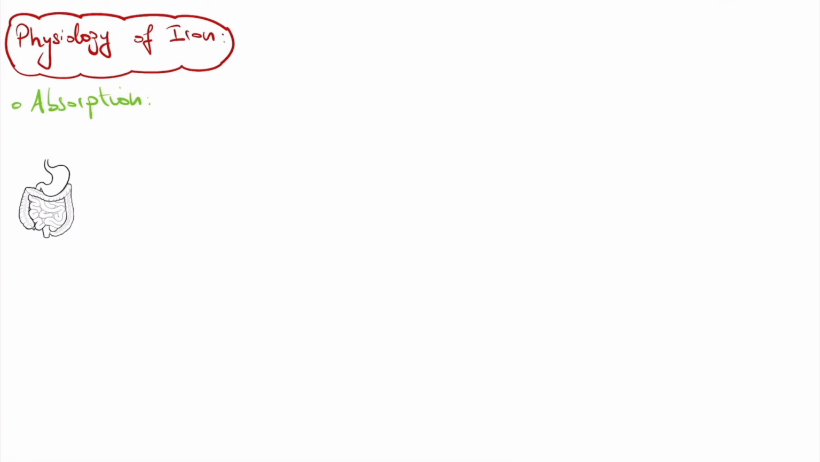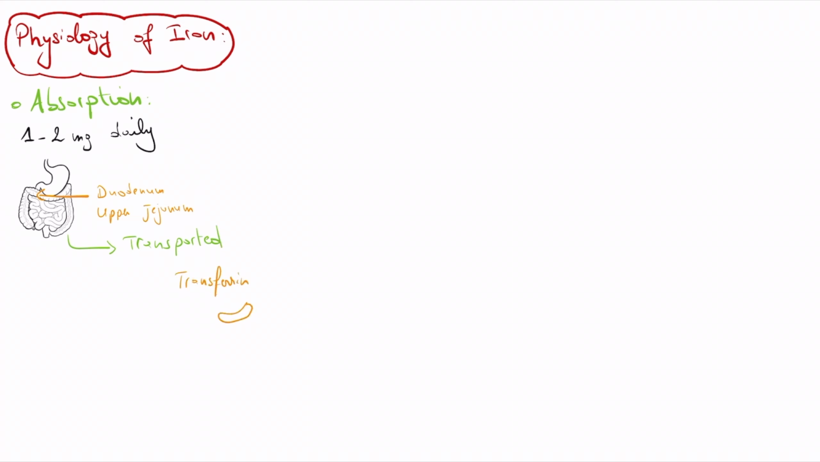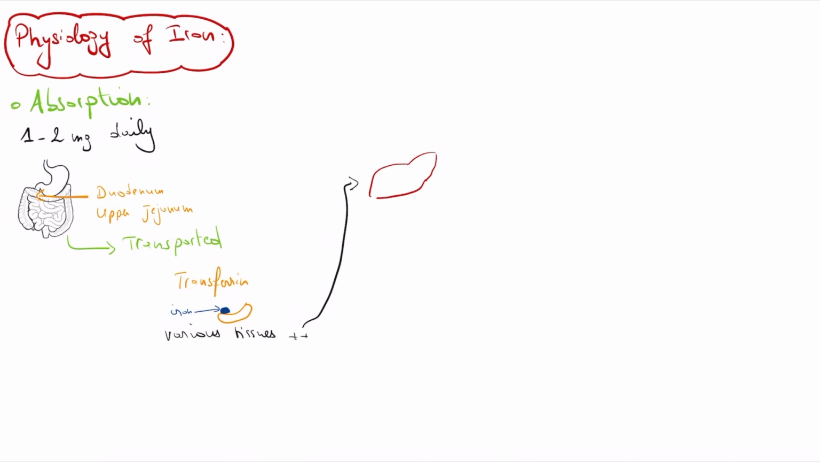Next, we're going to talk about the physiology of iron. 1 till 2 milligram of iron is absorbed daily in the duodenum and the upper part of the jejunum. Then it's transported through transferrin to various tissues, especially the liver, where it's stored, and the bone marrow for red blood cell production.